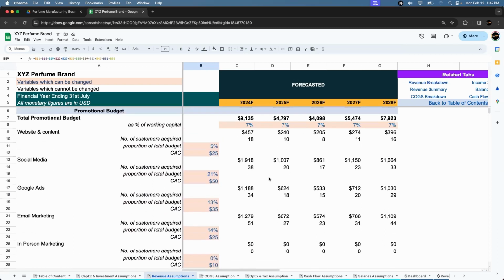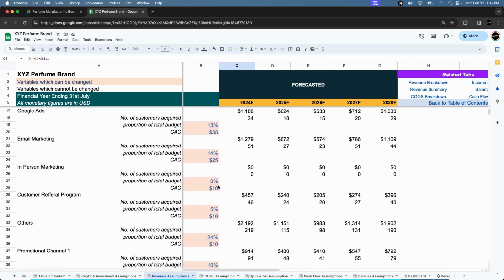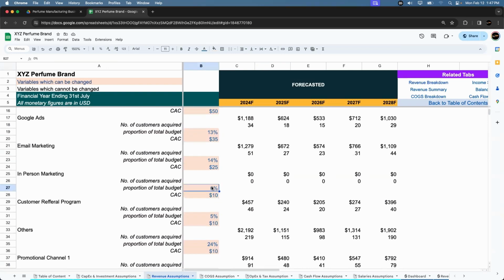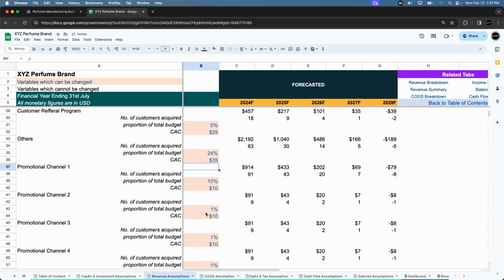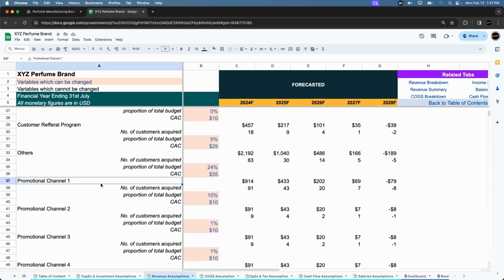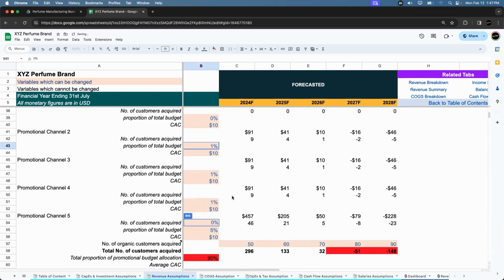Then what we have to do is, we have in-person marketing set at 0. We don't have to bother about it. Customer referral program, let's make this 25. Others, let's make this 35. And let's say you want to use more promotional channels, so you can use them, and you can also choose not to use them. It totally depends on your choice. So let's make this 0. Let's say I don't want to use this. Let's make this 0, 0, 0, 0, and 0. So we have 82% allocation.